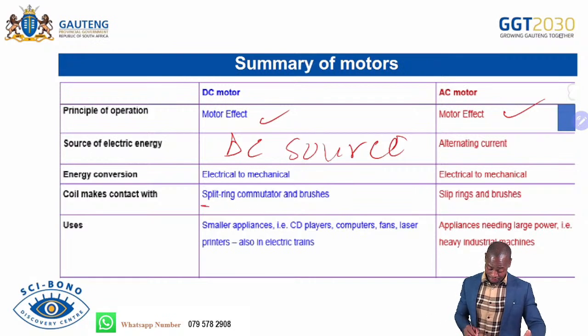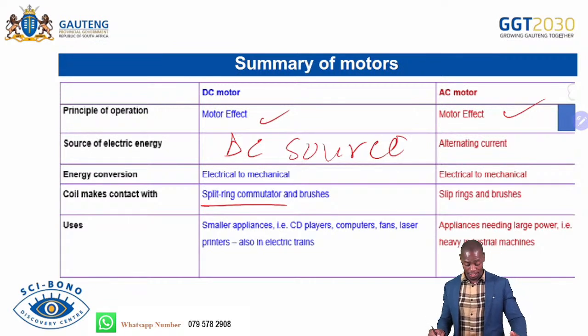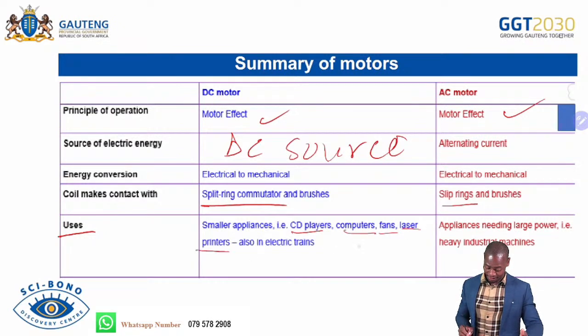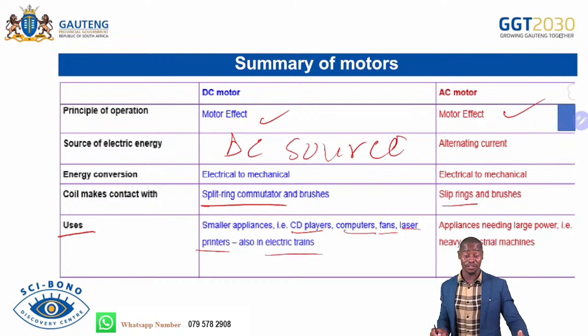And then this one makes contact with the slip rings and the brushes when it comes to DC. When it comes to AC, there are slip rings, right? Then these are the uses. The uses: smaller appliances like your CD players, your computers, pens, laser printers, right? And also electric trains. So those are the uses of a DC motor.